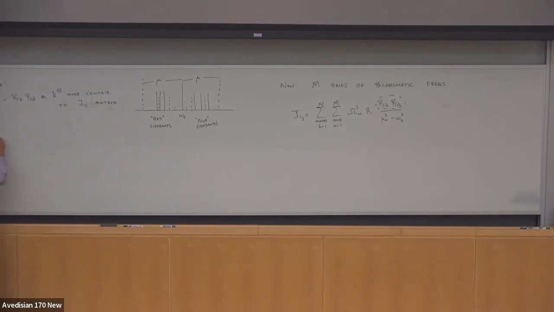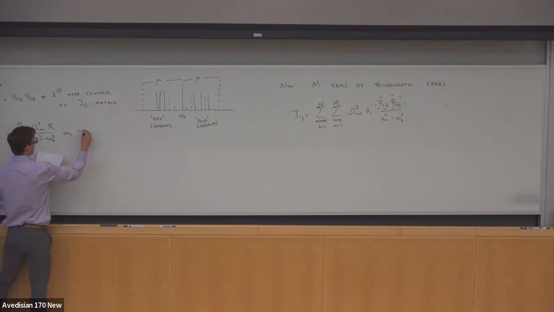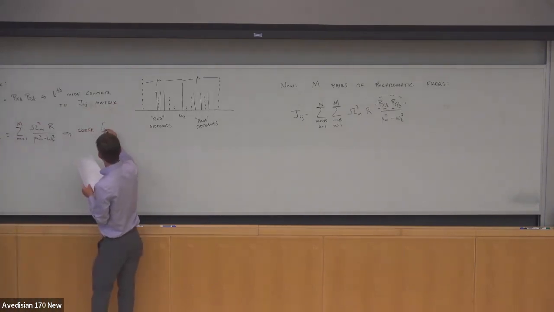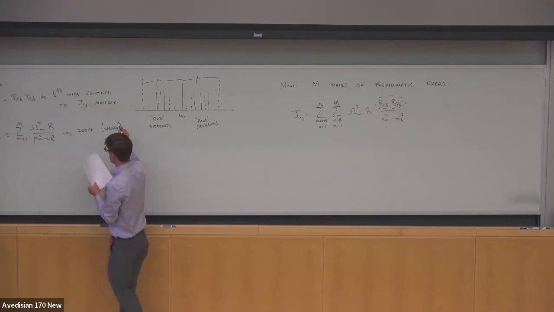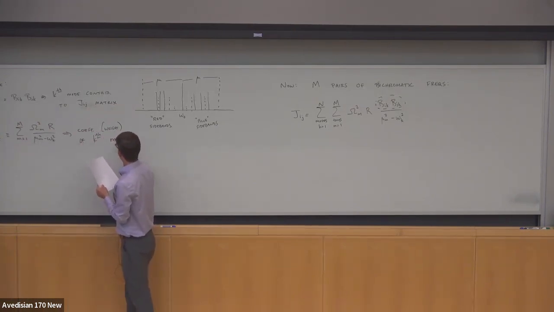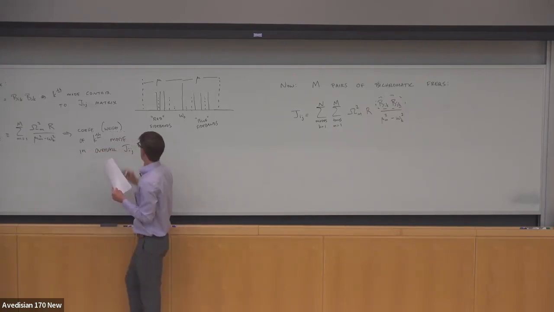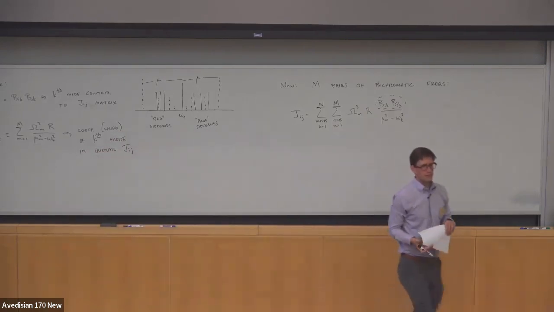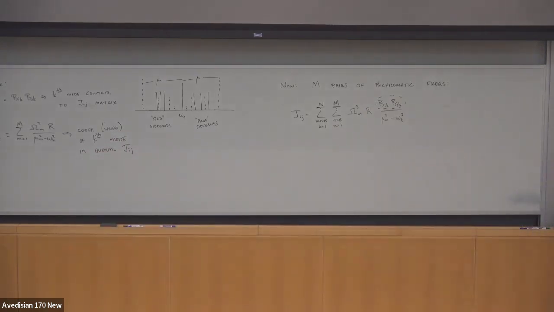And then simultaneously, let me define C sub k is equal to the sum from m equals 1 to capital M, omega m squared times capital R over mu m squared minus omega k squared. This is the coefficient, or as I like to call it, the weight of the kth mode in the overall Jij matrix. Right, so it's a couple of definitions, but I like to take a step back and just kind of tell you what I'm after here.